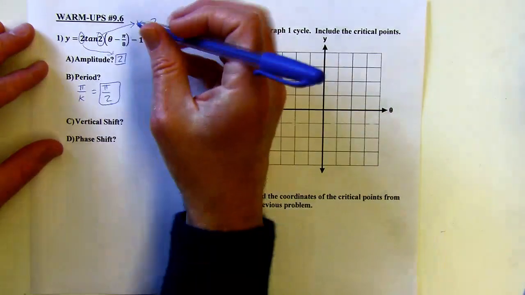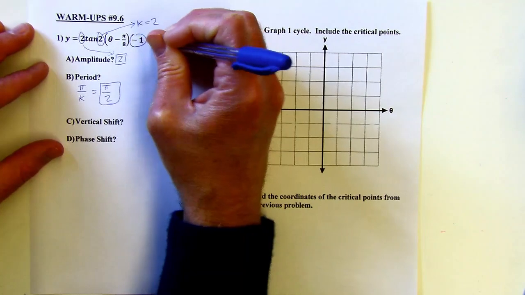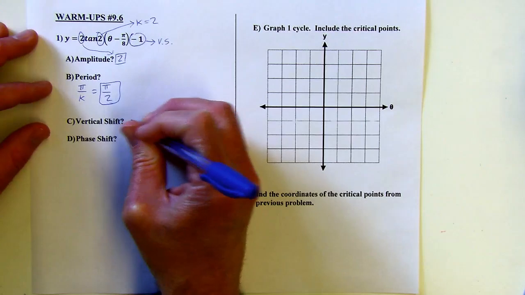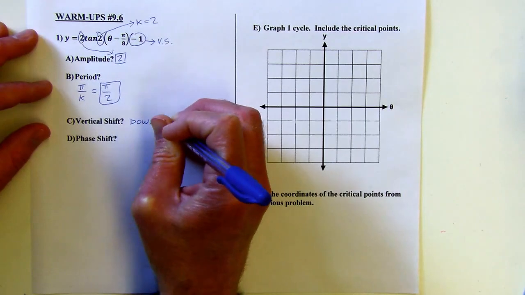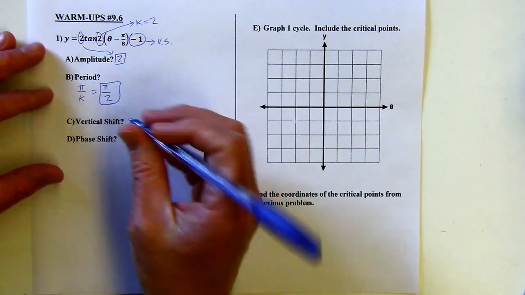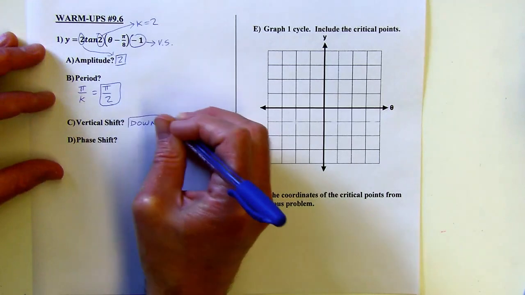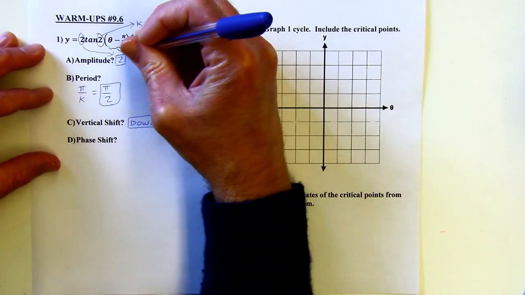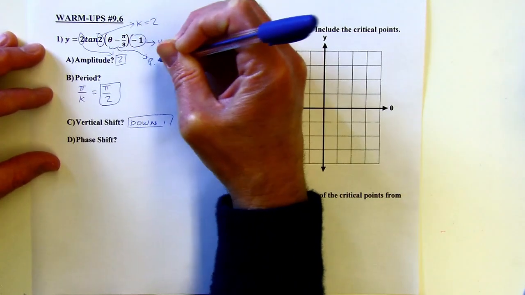All right, vertical shift is going to come from this bit on the end. So you could say that the vertical shift is -1. I like to say down 1 because that's what's going to happen. My whole tangent graph is going to come down 1. And then the last piece is the phase shift that's going to come from the contents of the parentheses there.